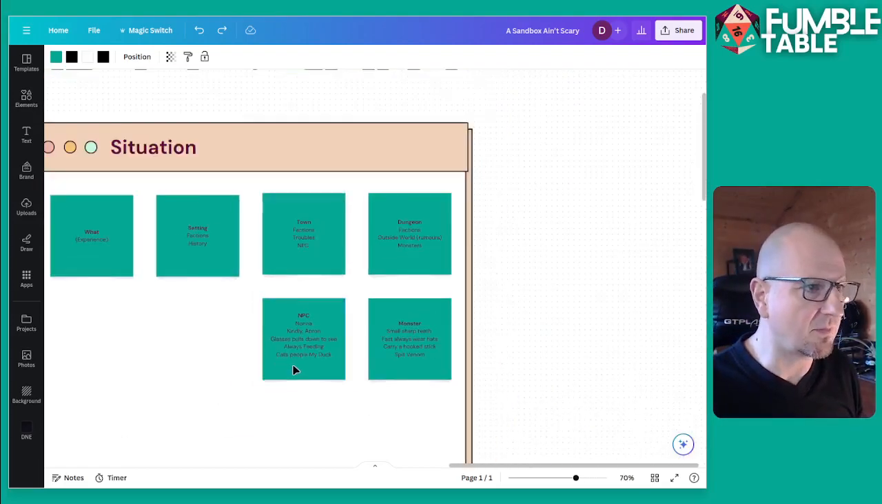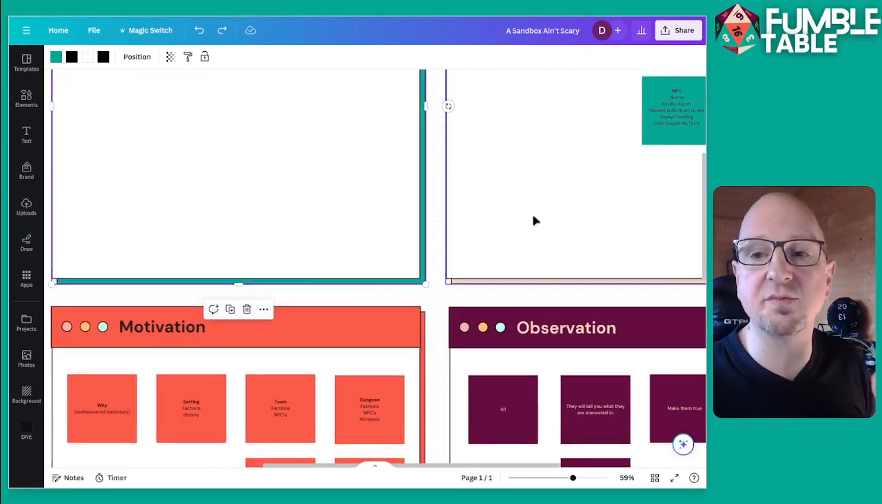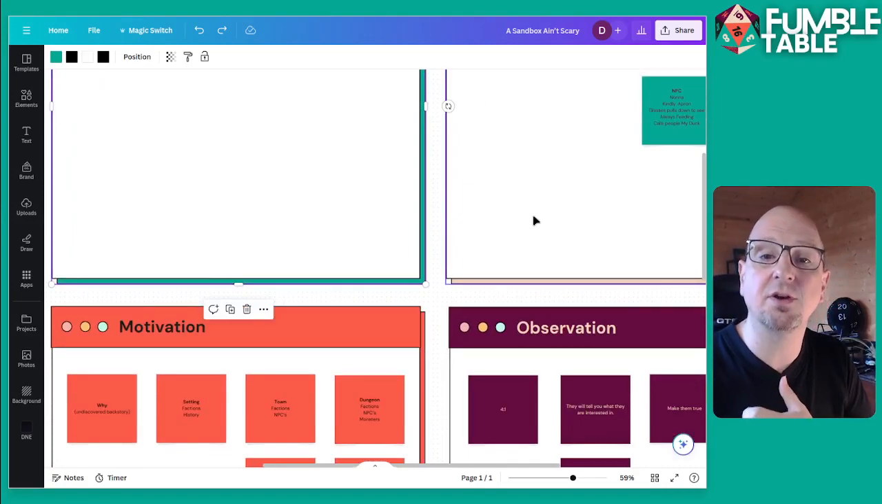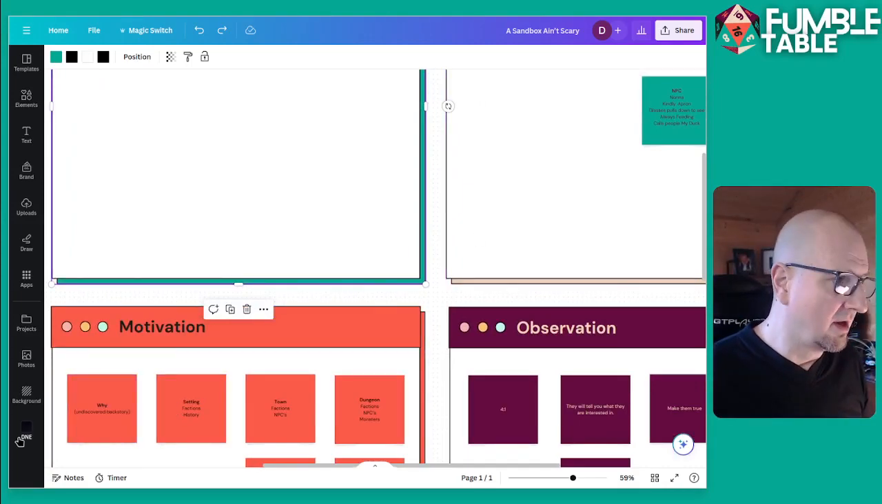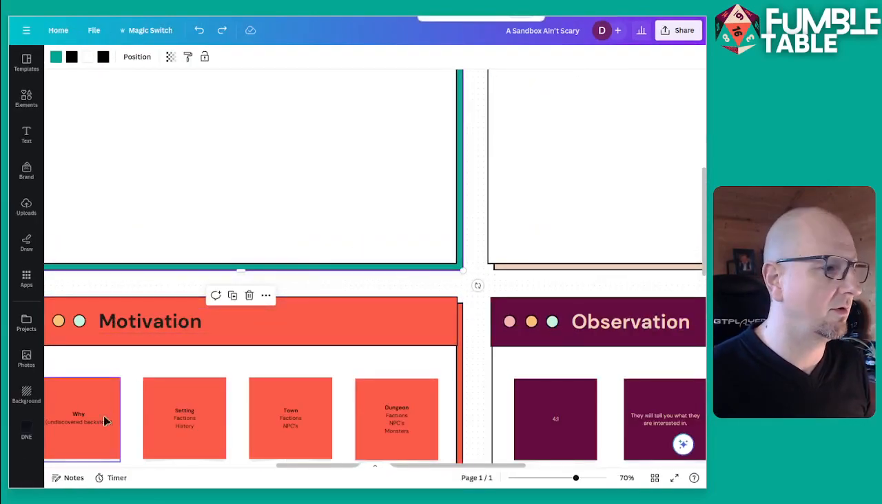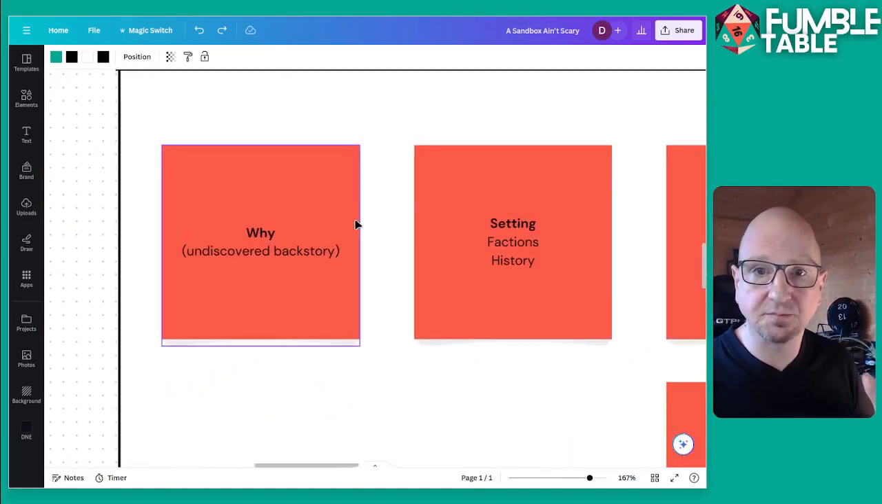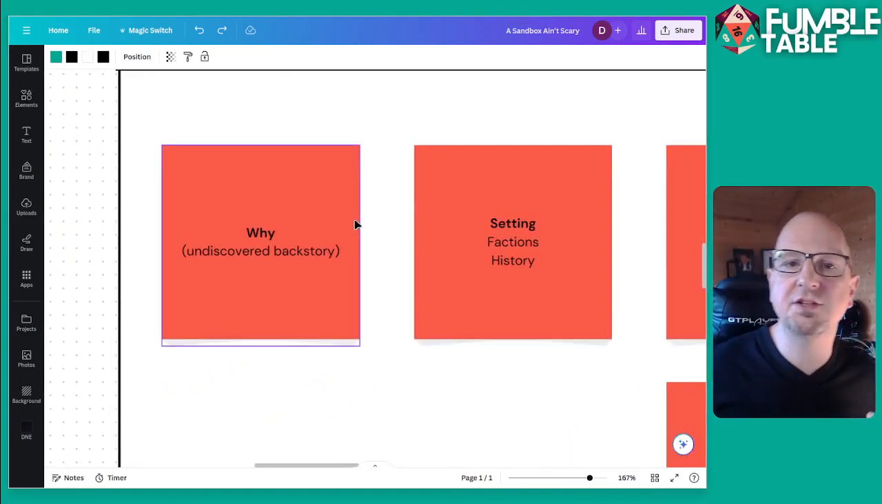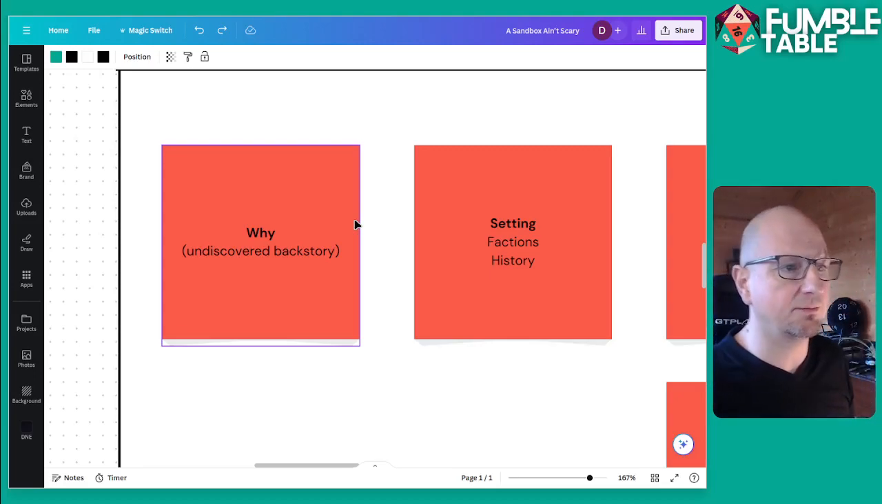So if we zoom out now and look at the bottom part, we've got motivation and observation. These are the bits that players don't know. These are the secret tools of the GM. If we go into here, motivation is the why. It's the undiscovered backstory of what's going on. It's what you know, but what the players don't know.